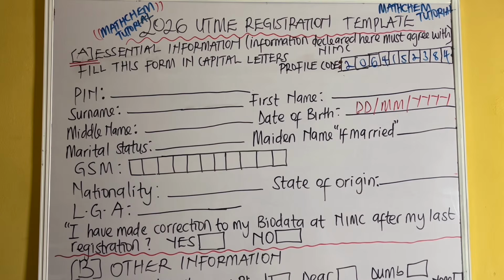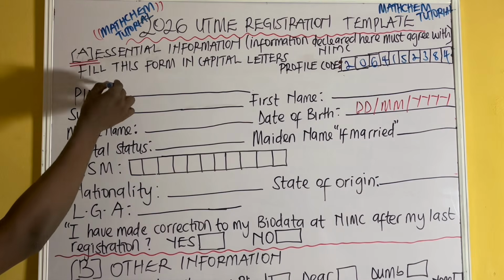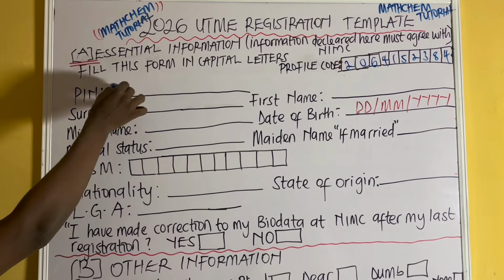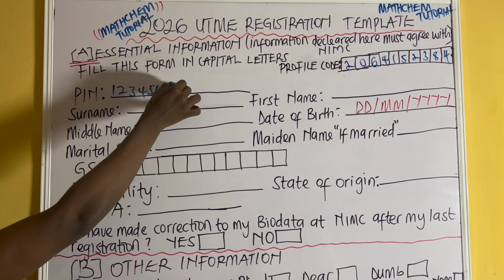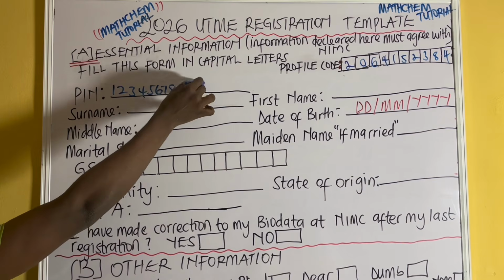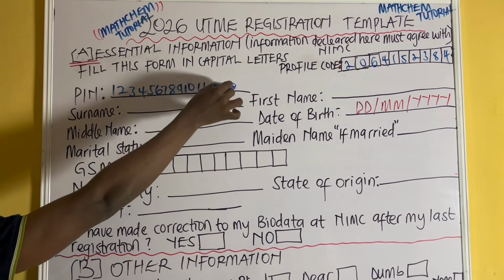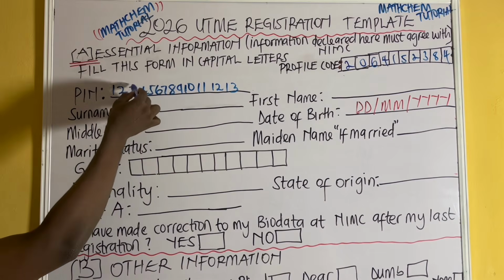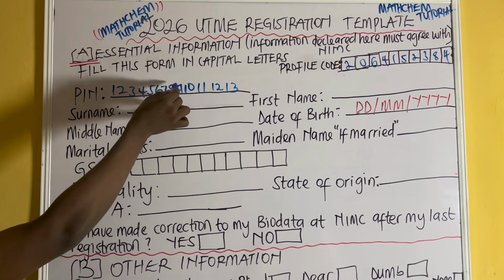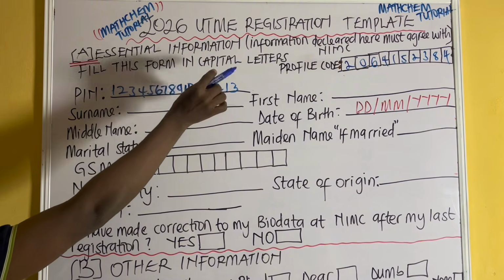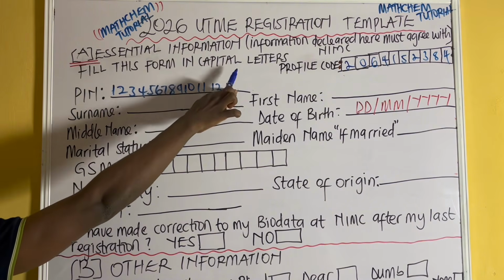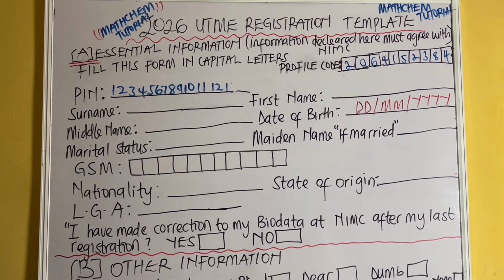Then you write the ePIN here. Let me assume a 16-digit number. Let's say 1, 2, 3, 4, 5, 6, 7, 8, 9, 9. Let me put 10, 11, 12, 13. Let's count. This is 1, 2, 3, 4, 5, 6, 7, 8, 9, 10, 11, 12, 13, 14, 15, 16. So I have to clean these 3 away. So that makes it a 16-digit number.